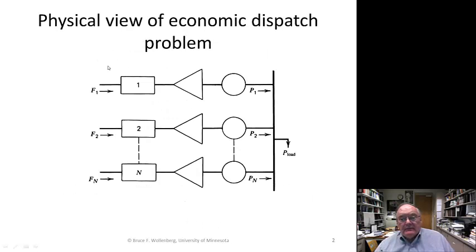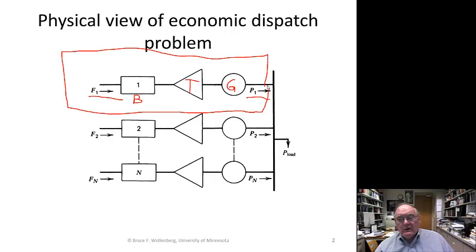Now, this diagram is a very simplified diagram of simply showing three power plants. Here we have fuel coming in, we have a boiler B, a turbine T, and a generator, and we're putting out megawatts over here. So this is effectively power plant number 1, and the other two, of course, power plant 2 down to N. So we have N power plants, and they're all feeding into a common bus and into a common load.